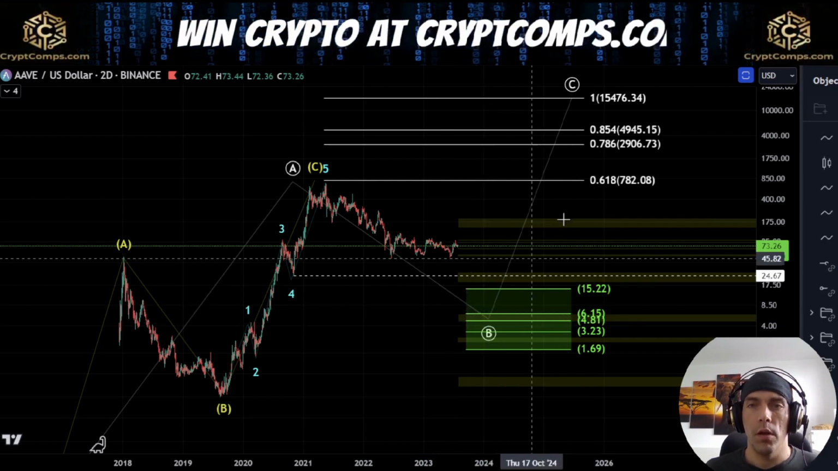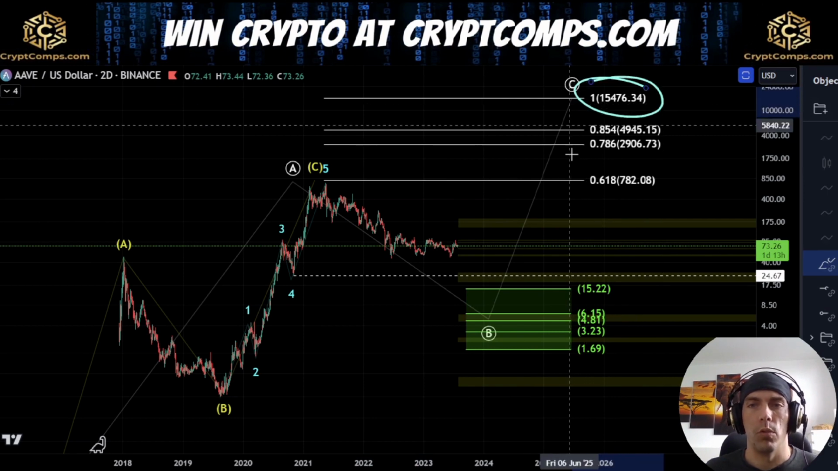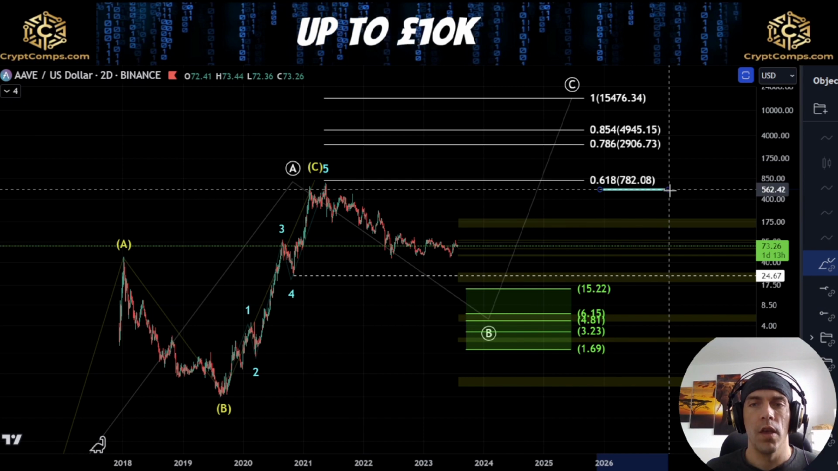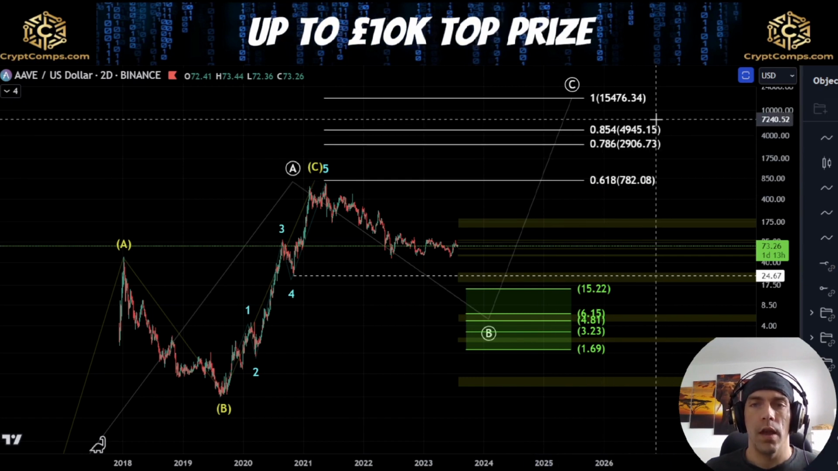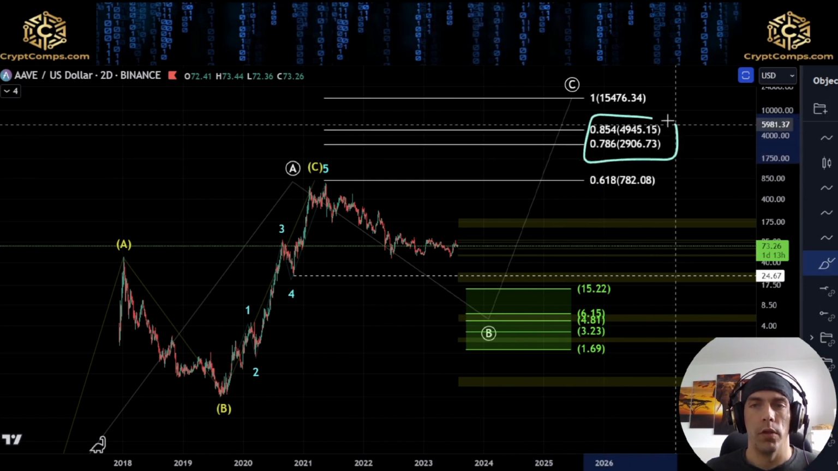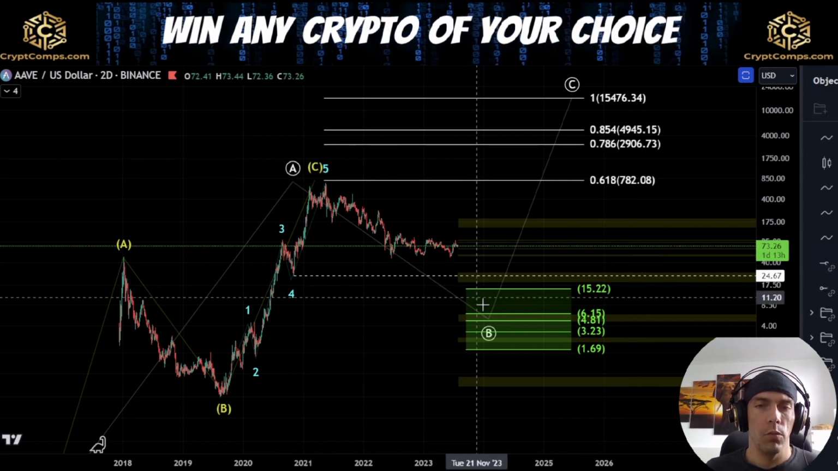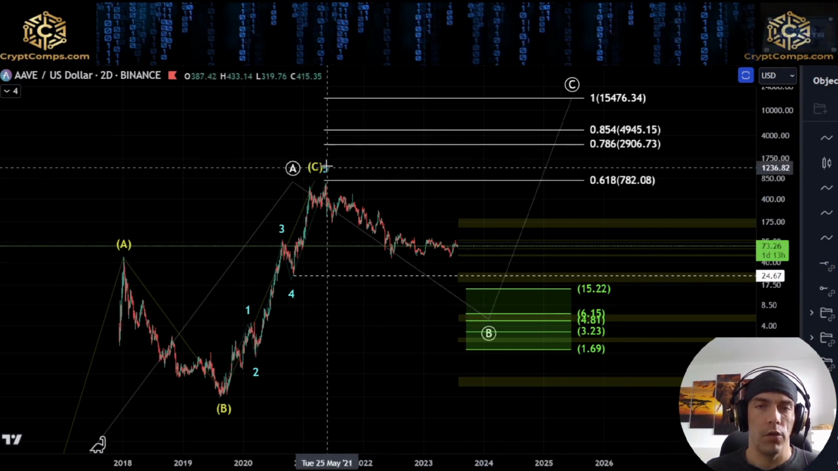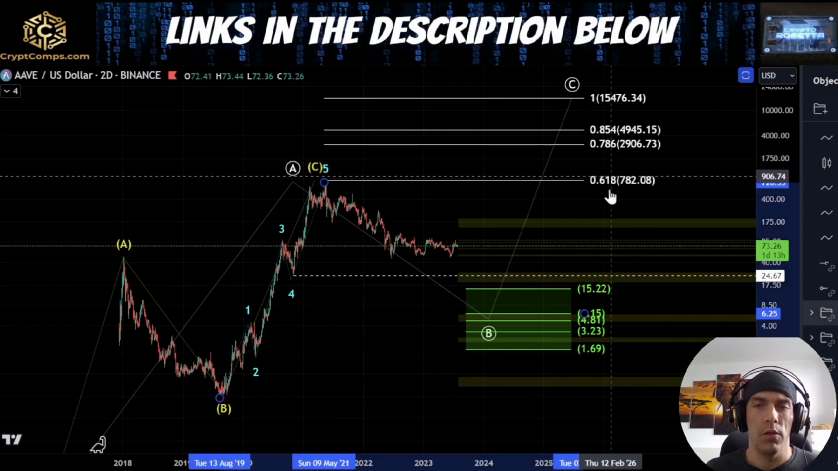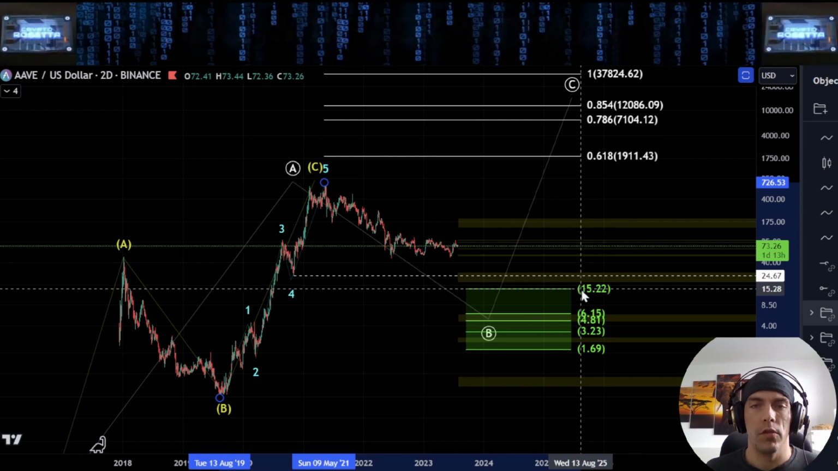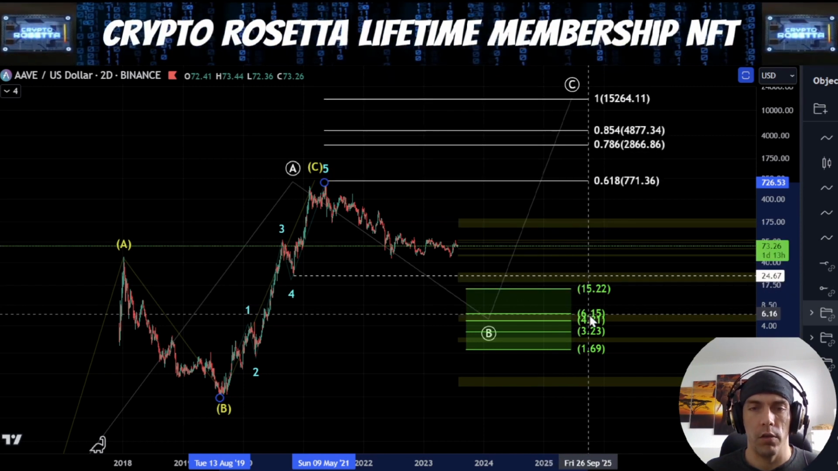If we did have to move down there, potentially our 1-to-1 would be towards this 15,476, but we would have to be careful towards this 782. This and these higher levels here of this 4,905 to this 2,906. So if we do move down this low, potentially this would push these targets down. If we do complete higher up here, potentially to this 50%, this then pushes these targets up. So we'll have to see exactly how this plays out.